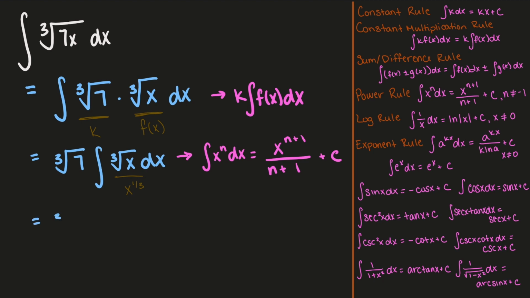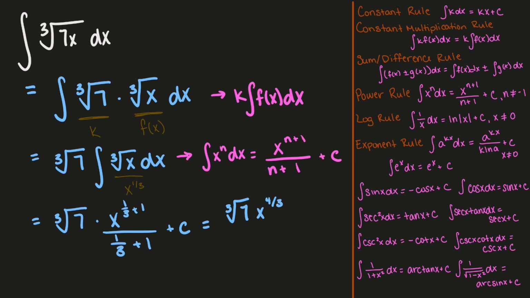So we'll keep our cube root of 7 on the outside times x to the 1/3 plus 1, over 1/3 plus 1, plus c, which is equal to the cube root of 7 times x to the 4/3 power over 4/3. Or when we bring that fraction out of the bottom, we would say 3 times the cube root of 7 times x to the 4/3 over 4. And that's our answer.